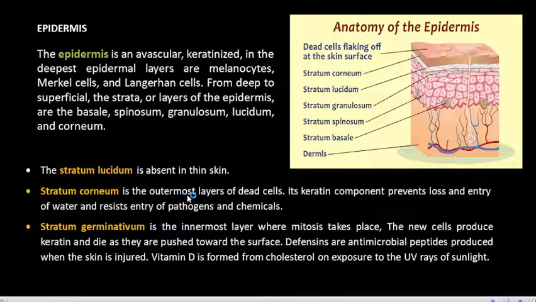Stratum corneum naman is the outermost layer of dead cells. Ito yung nasa taas. Okay? So, its keratin component prevents loss and entry of water and resists entry of pathogens and chemicals. So, dito makikita ang mga dead cells. Okay? Tapos, it is rich in keratin that helps our body from dehydration, because it prevents the loss and entry of water, and also the layer of dead cells helps in preventing the entrance of pathogens and other chemicals inside our skin.